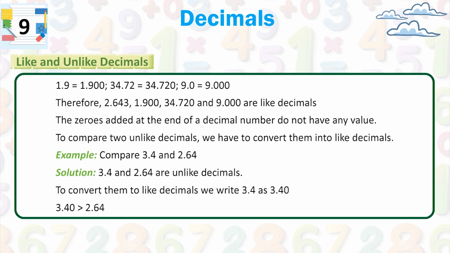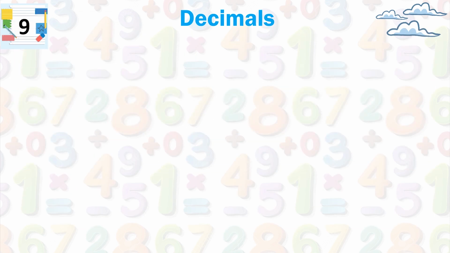To compare 2 unlike decimals, we have to convert them into like decimals. Example, compare 3.4 and 2.64. Solution, 3.4 and 2.64 are unlike decimals. To convert them to like decimals, we write 3.4 as 3.40. 3.40 is greater than 2.64.